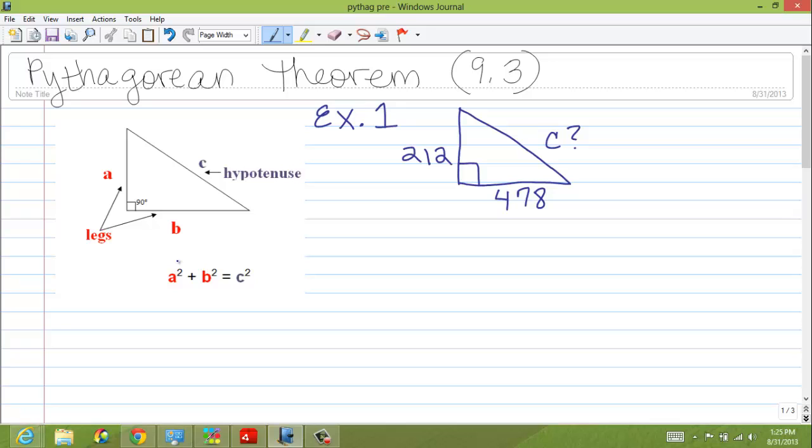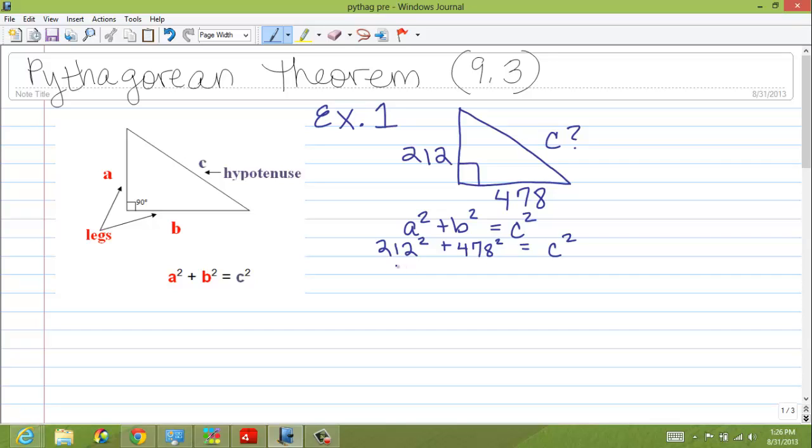For this first example, we're going to find the length of the hypotenuse. I know that's what we're going to do because that's the side that's not given to us. Always start off by writing the actual formula for the Pythagorean theorem: a squared plus b squared equals c squared. And then we'll make our substitution. So under here we'll put in 212 squared plus 478 squared equals c squared. We don't know what that is yet, so we leave it as c.